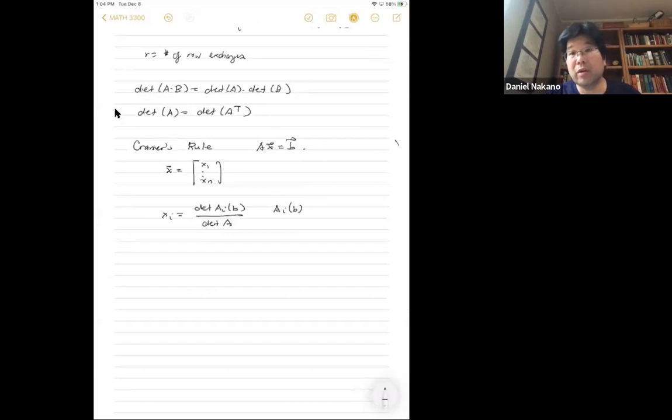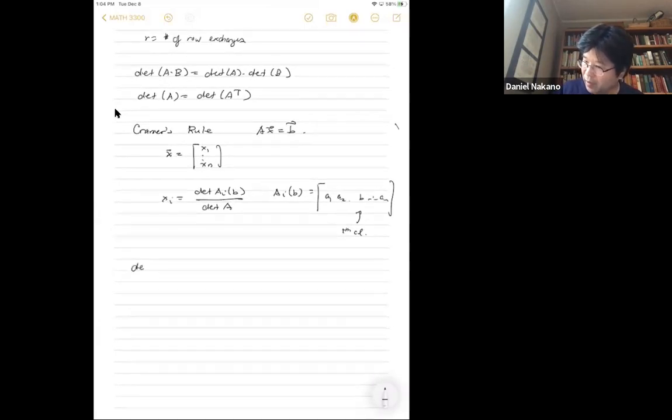So A_i(b), what do you do? You just stick b in as the ith column. It's the columns of A, but then you put b into the ith column. You replace a_i by b, and then you just take the determinant. You can see that this works as long as the determinant is not 0. The theorem, of course, is that the determinant is non-zero if and only if A is invertible.